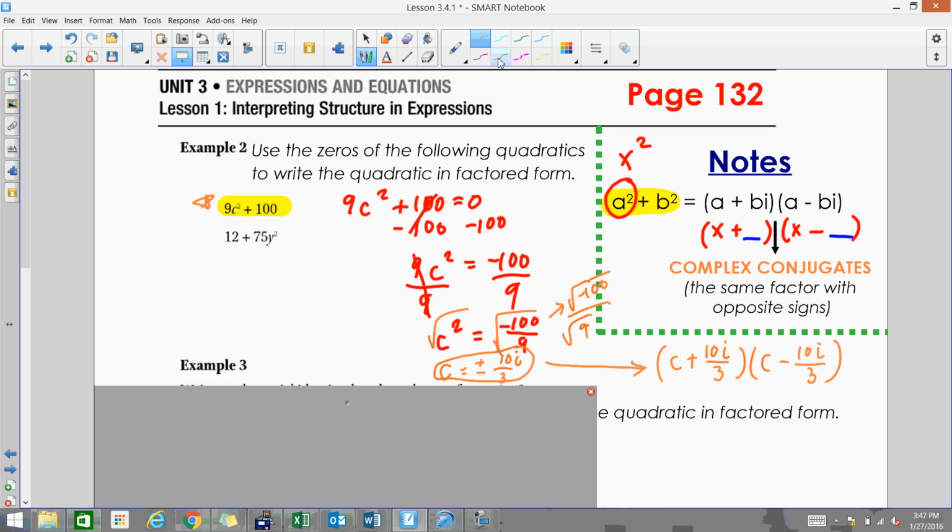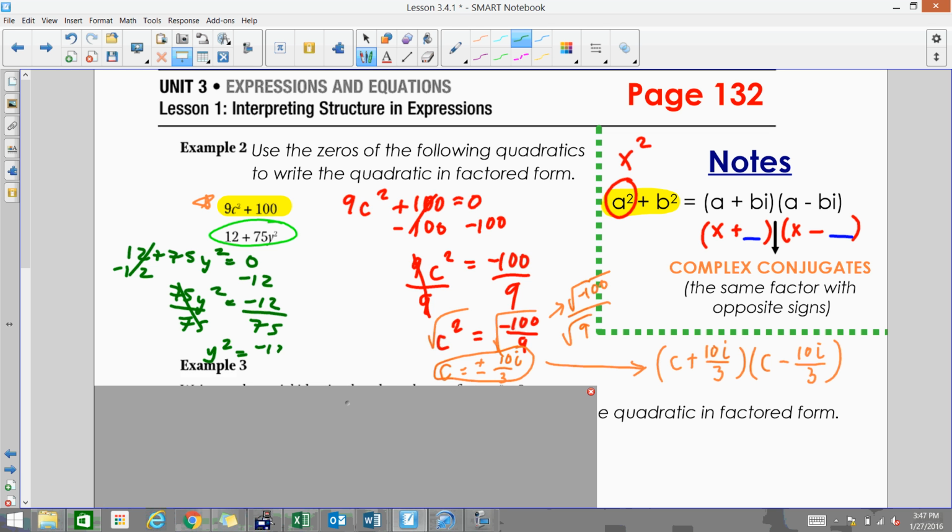So I'm going to go through the next one really quick. All right, so you can see this next one. Again, you set this equal to 0. So we're going to go 12 plus 75y squared equals 0. Subtract 12, subtract 12. So we get 75y squared equals negative 12. Divide by 75, and you get y squared equals negative 12 over 75. I'm not going to simplify that because I'm taking the square root. Now, neither of these will simplify nicely, so watch what happens.